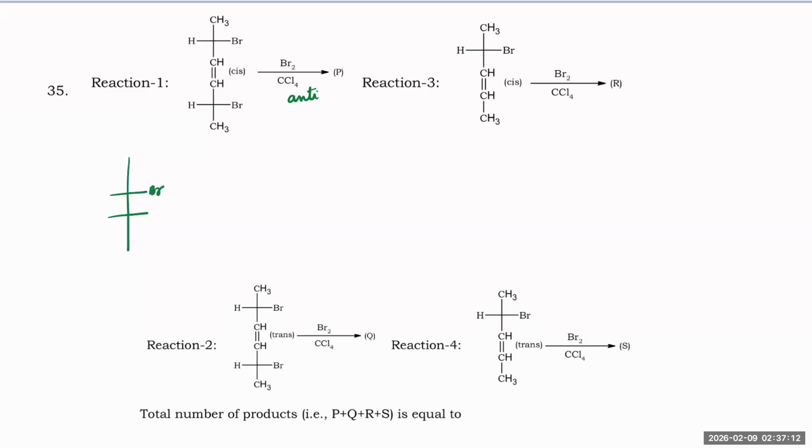So one Br will be here, one Br will be here, H will be here, H will be here. And then you write the top bromine here, CH3, H here. And then you write the bottom one, which has bromine here, H here, and CH3. Correct?